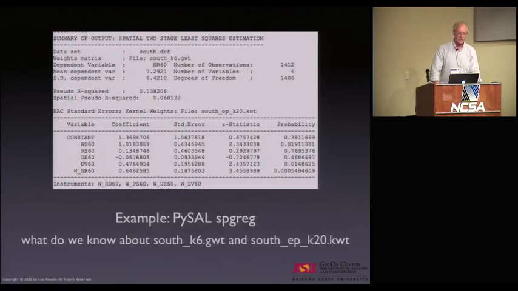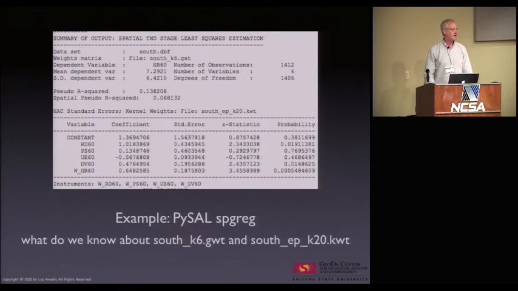you don't know this. And I'll just give you an example of one of the latest routines in PySAL, the spatial econometrics module. This is a very fancy econometric estimation method, and this is the result. The result says that the weights matrix that was used was this file, south_k6.gwt. And the file used to carry out the kernel weight calculation was south_ep_k20.kwt. Now the system didn't come up with these names. The user came up with these names.